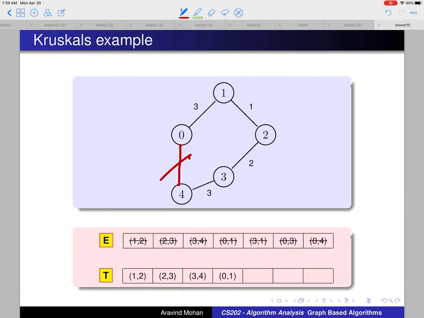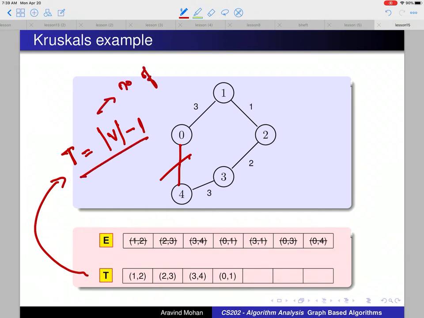So you can see the number of edges in T would be, total number is V minus 1, where capital V is the number of vertices. So in this graph, you can see that there are 5 vertices, right? 1, 2, 3, 4, 5. So the number of edges in T would be 5 minus 1, which is 4, right?